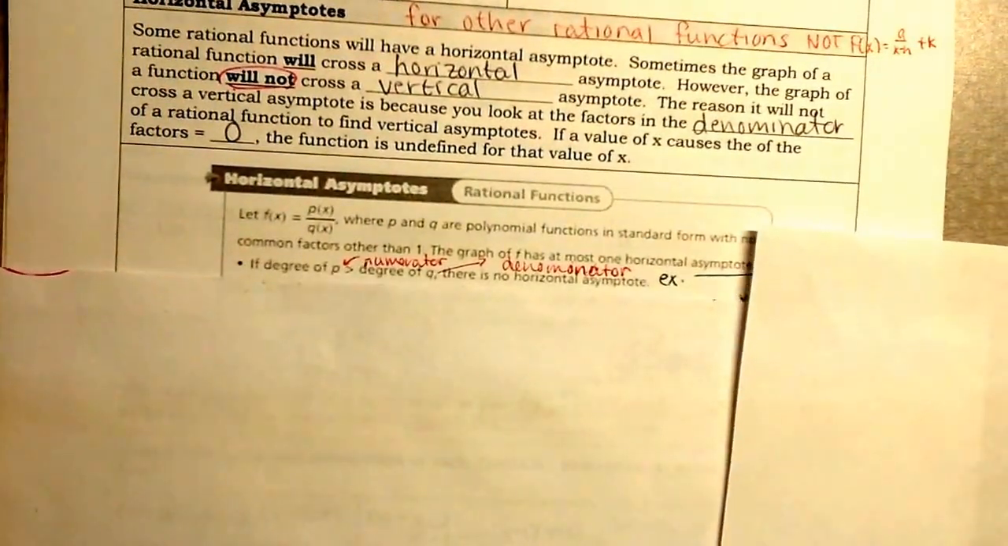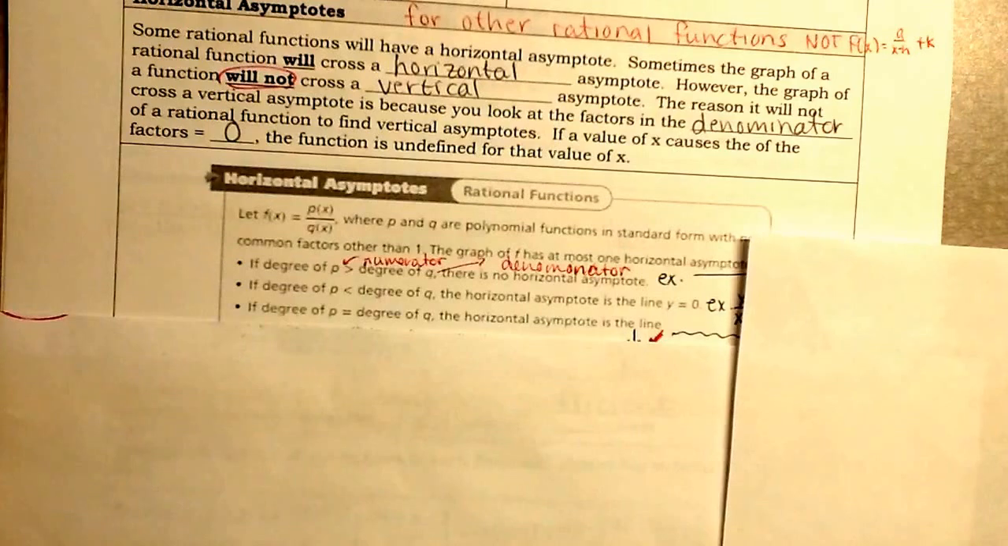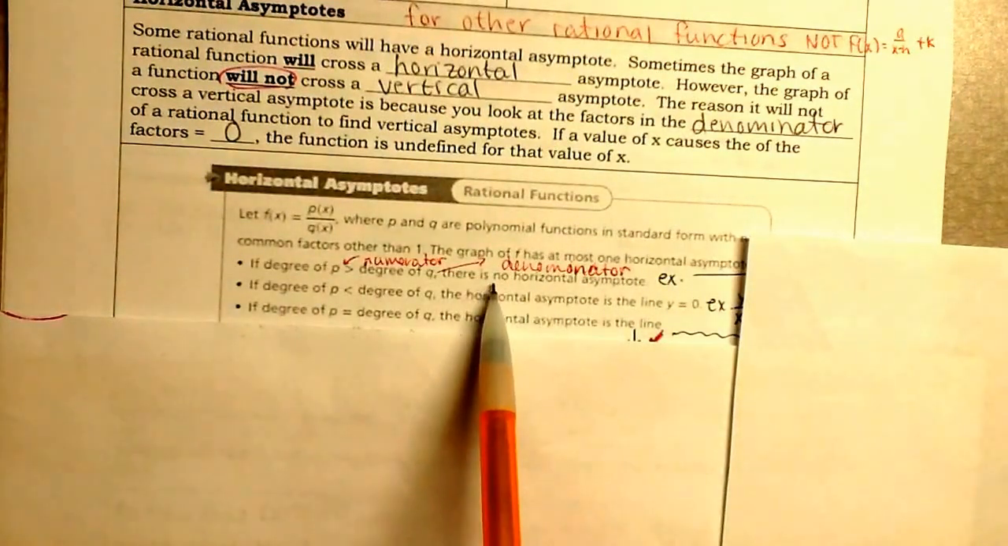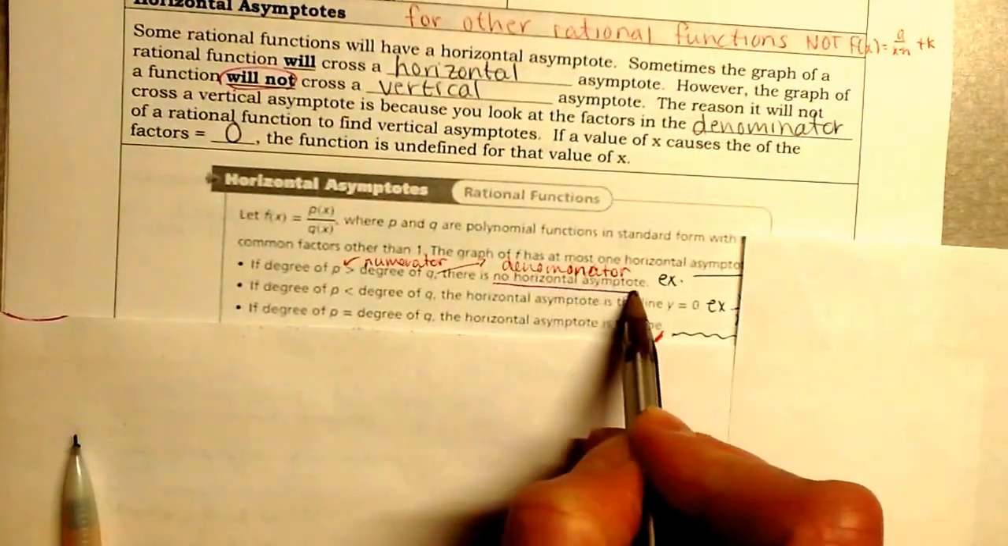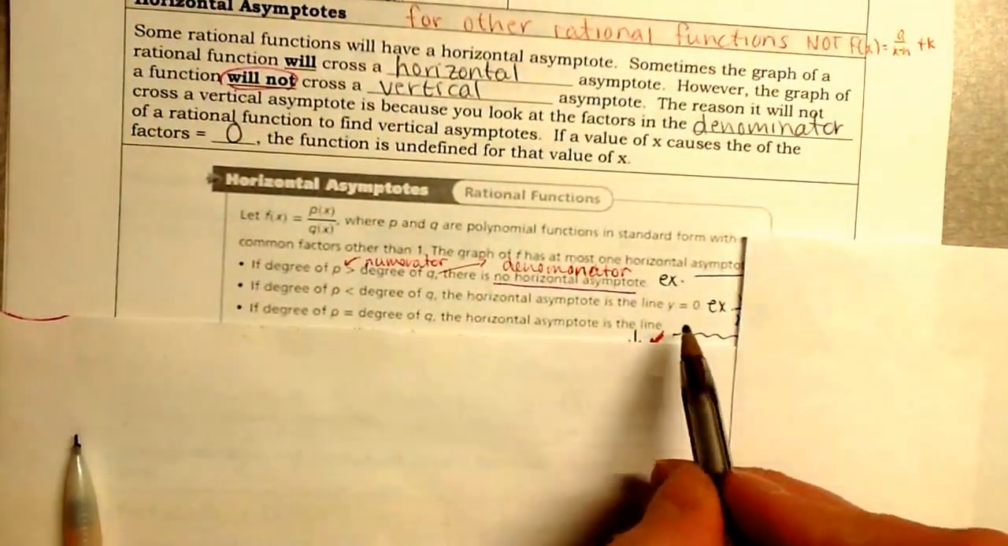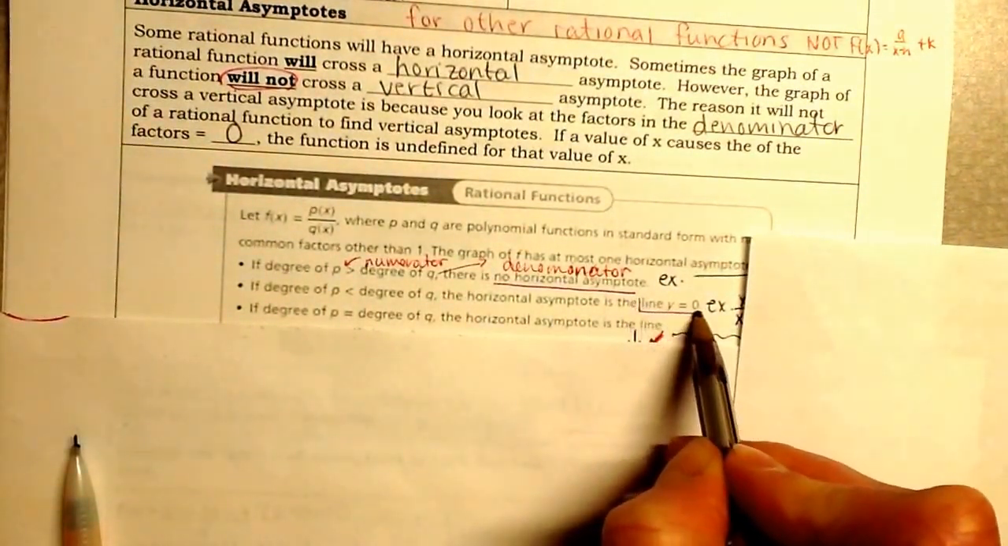All right, now, there are three different things that can happen with horizontal asymptotes. You may have no horizontal asymptote. You may have one that is the line y equals 0.